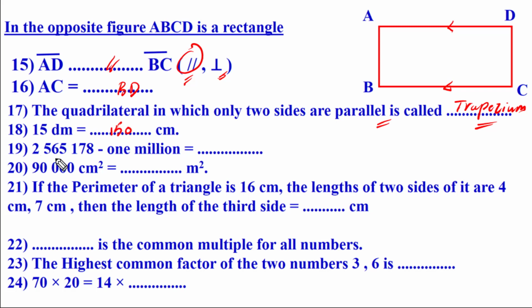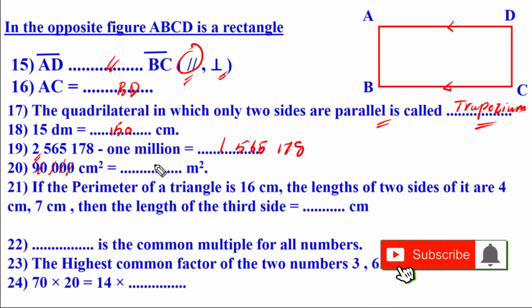Number 19, 2,565,178 minus 1 million. Just we will subtract 1 million, so it will be here 1 million and the same number of thousand and the same number of ones period. We have here 565,178. Next, number 20, 90,000 square centimeter equals what? Square meter. To convert from square centimeter to square meter, we will divide here by 10,000. So just delete here 4 zeros, we will have 9 square meter.